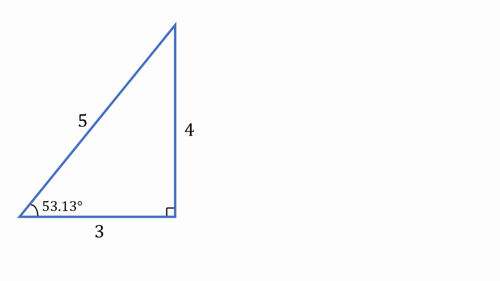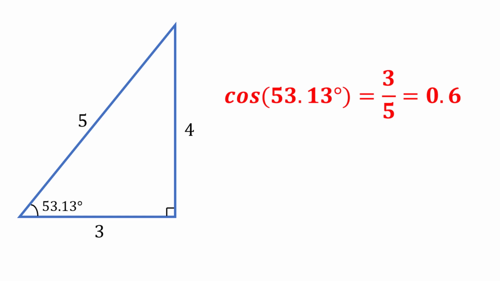In this situation, we know one of the angles is 53.13 degrees, and we also know all of the side lengths. Let's just focus on cosine for a moment. Cosine of our angle of 53.13 degrees is adjacent over hypotenuse, which is 3 over 5, or 0.6. What does cosine of 53.13 equaling 0.6 really mean? What it doesn't mean is that the adjacent side must be 3 and the hypotenuse must be 5, so that when we divide them we get 0.6.